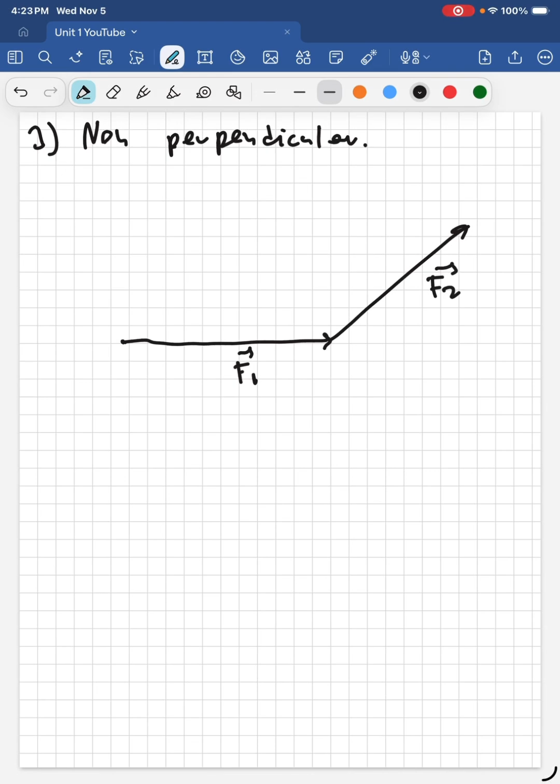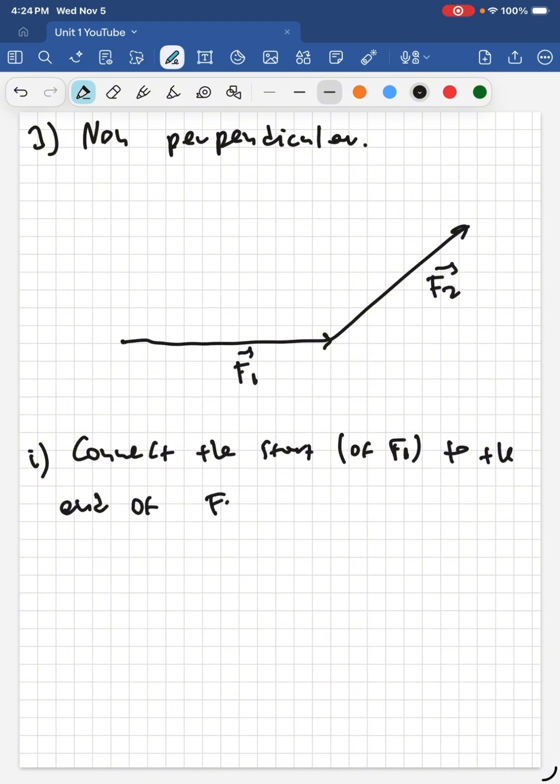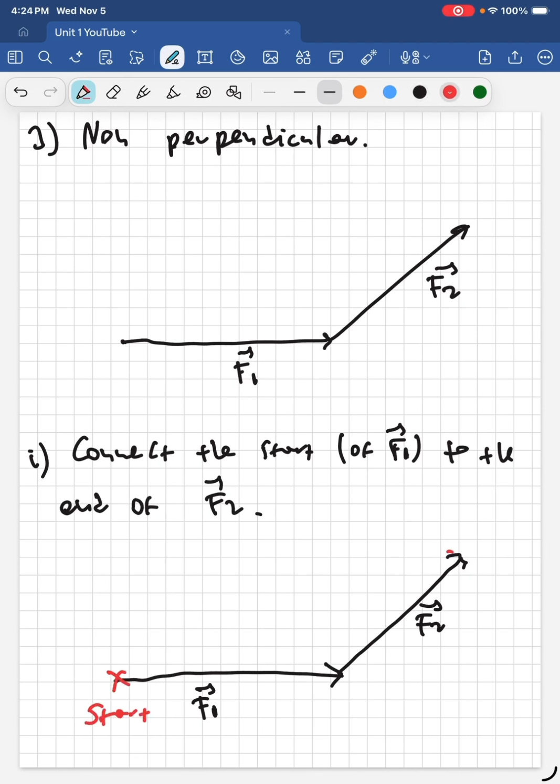Okay. So the first way to add them is to connect the start of F1 to the end of F2. Okay, so let's see it. Let me draw it again. So this is the F1 vector, the F2 vector, and sigma F. So this is the start, this is the end.